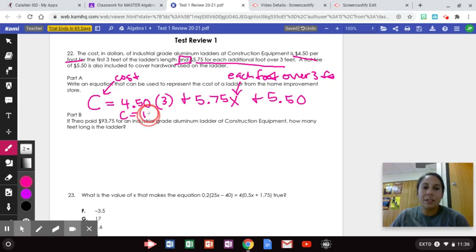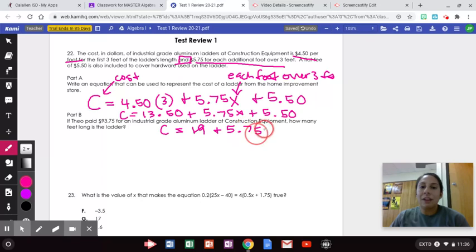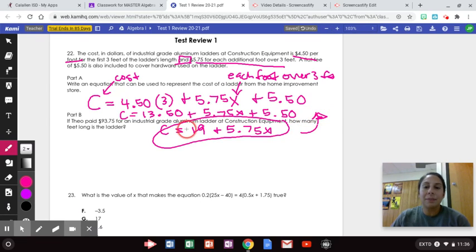So the cost is equal to 1350 plus 575x plus 550. We can combine 1350 and 550 since those are both just a flat rate that we have to pay. So the cost is going to be equal to 1350 plus 550. That gives you 1900 plus 575x. So this is my equation for part A.